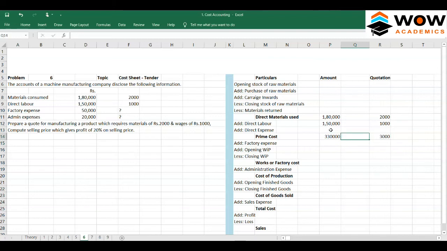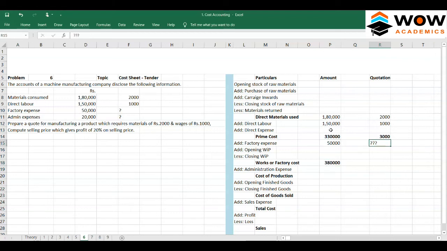Okay, so you guys got up to this. Both sums are similar. The existing cost sheet and the quotation are now following the same logic. So factory expense is 50,000. But we have a problem now. Here you have 50,000, but here you don't have anything. You can easily find out the factory cost or works cost is going to be 3,80,000. That's quite easy to find.